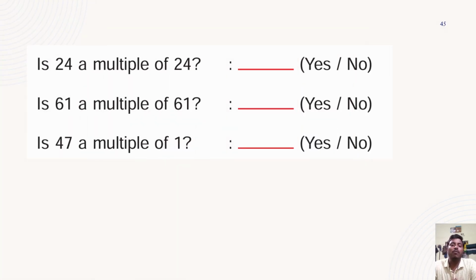Is 24 a multiple of 24? Yes, because the smallest multiple of 24 is 24 itself. So the answer is yes, true. Is 61 a multiple of 61? Yes, true. Is 47 a multiple of 1? Remember that every number is a multiple of 1. Suppose 7, 7 is a multiple of 1. Yes, because every number is divisible by 1. That's why 47 is a multiple of 1.